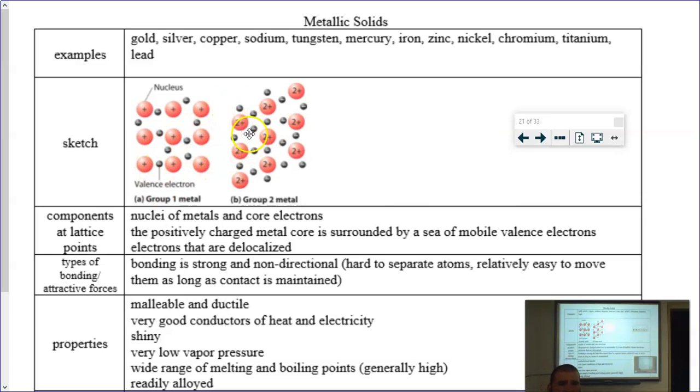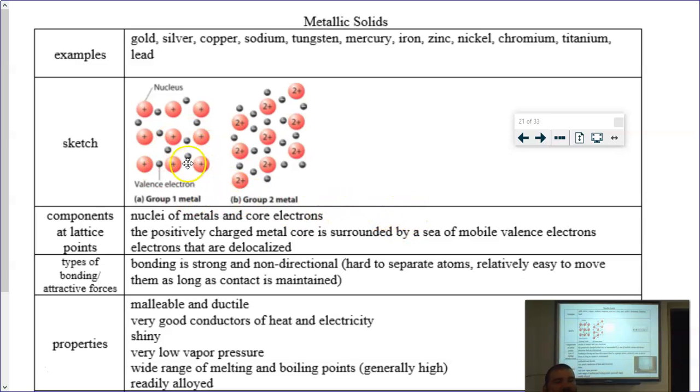I do want to point out the sketch that I have on this little fact sheet. Again, really what you have for metals is the nucleus and the core electrons representing these red spheres, okay? And then these little black spheres are the valence electrons. So all the nuclei and core electrons are kind of packed in, the red spheres are here. And the valence electrons are free to flow and move all throughout the sample of the metal. That's the sea of electrons, okay? Sea of mobile valence electrons, if I'm being more specific, right?